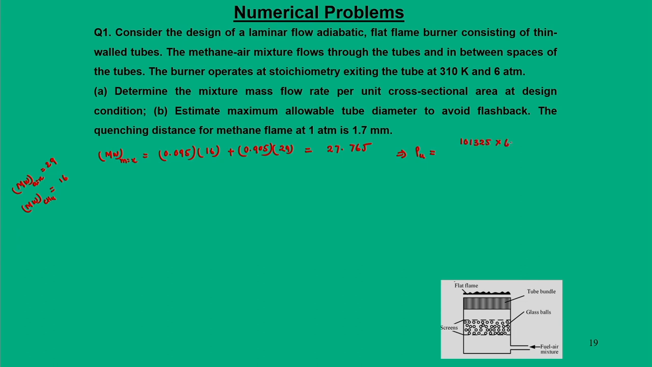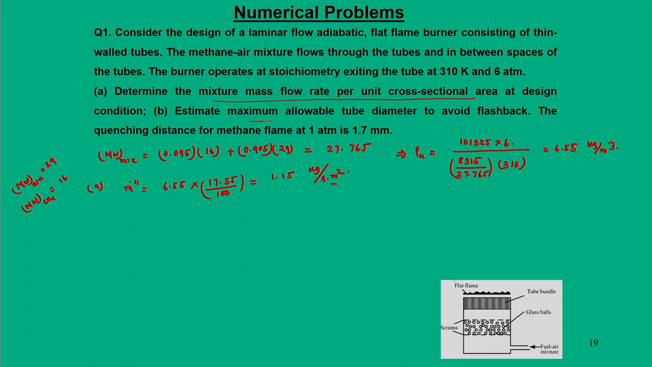Once we know this molecular weight of the mixture, rho u is equal to 101325 into 6 atmosphere divided by 8315 divided by 27.765 into T, which is 310. So this number is 6.55 kg per meter cube. So the first question's answer you can find: m dot double dash is equal to 6.55 into 17.55 by 100. 100 because we are converting flame speed to meter per second. So this number is 1.15 kg per second per meter square. So this gives the mixture mass flow rate per unit cross sectional area.